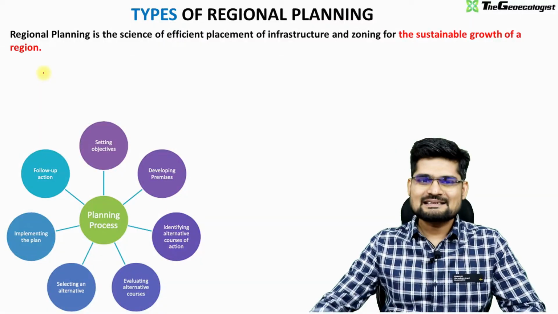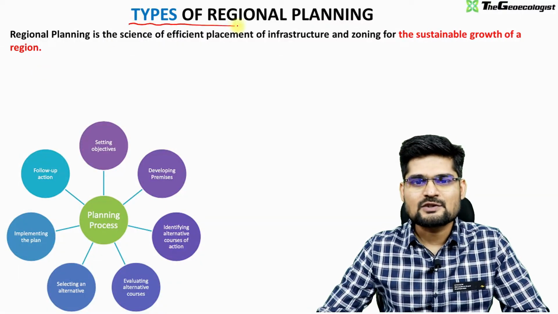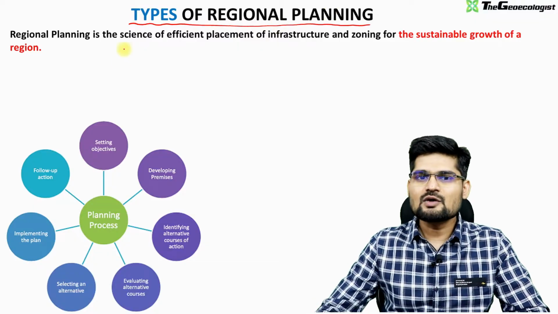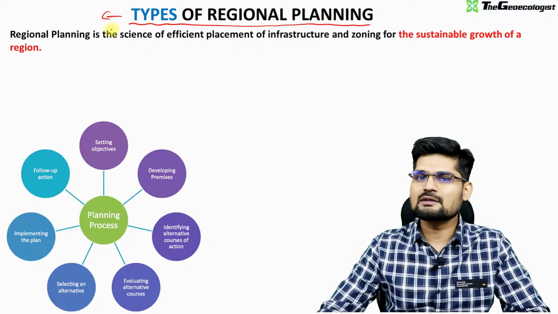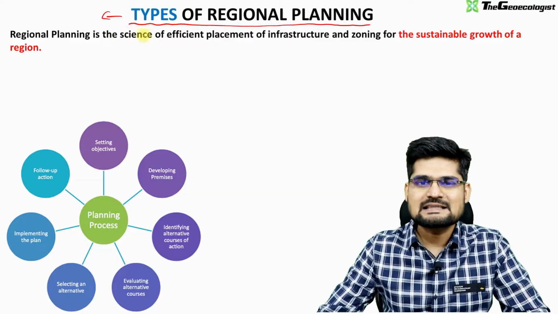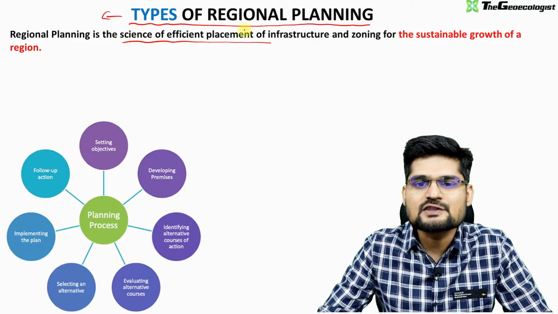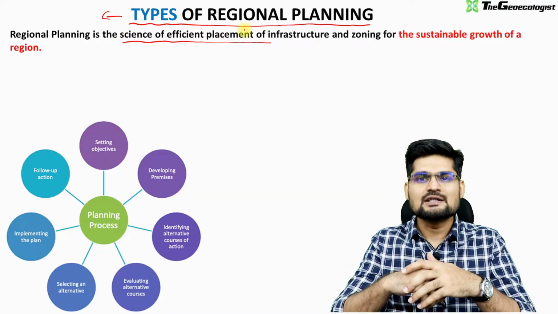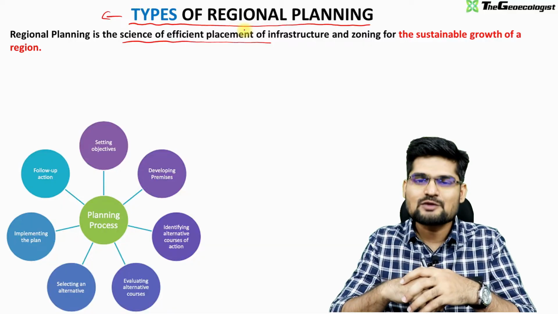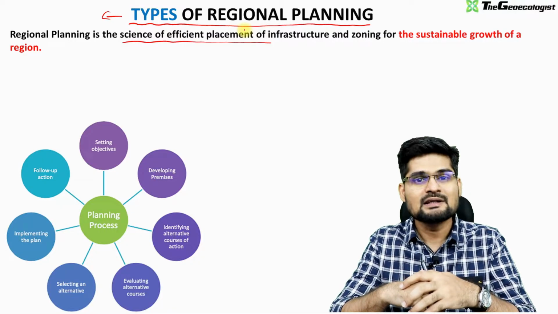So now let's discuss the various types of regional planning. In the earlier lecture we talked about what regional planning is. It is basically a science of efficient placement of infrastructure, zonation for sustainable growth and development of a particular region.